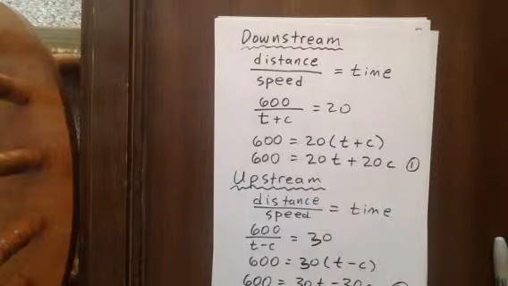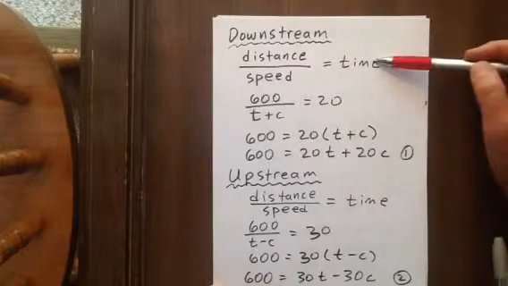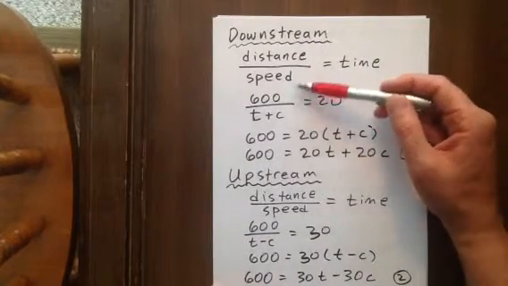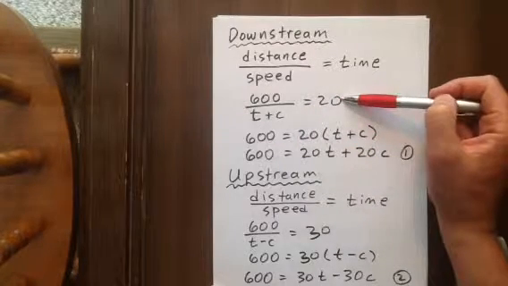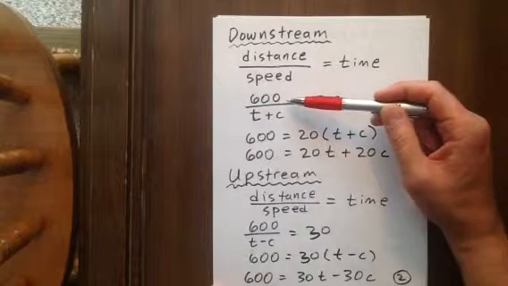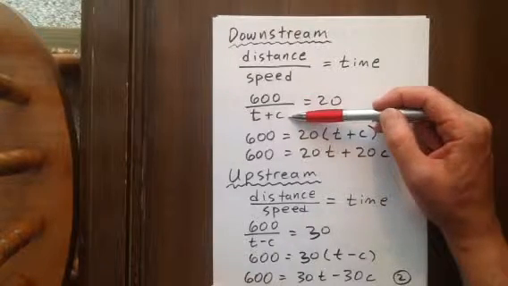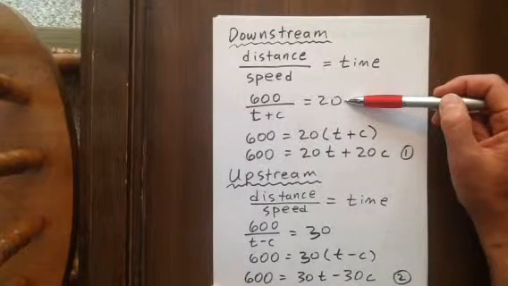Now, we know that when she goes downstream, distance over speed equals time. The distance downstream is 600, and the speed downstream is T plus C, and this equals 20. Now you might wonder about units. Well, we know we're talking about meters, meters per second, and seconds, because it was stated that way in the question.